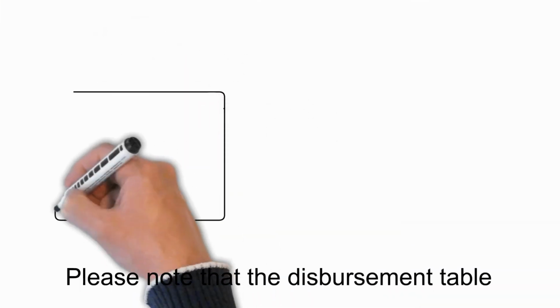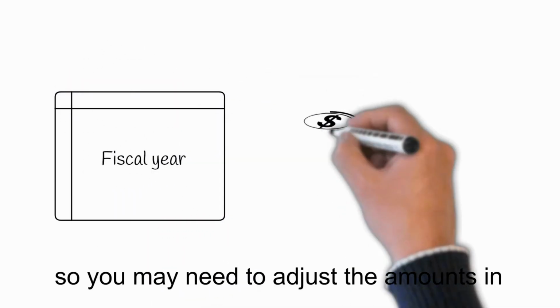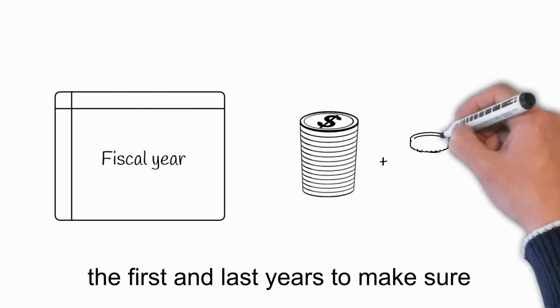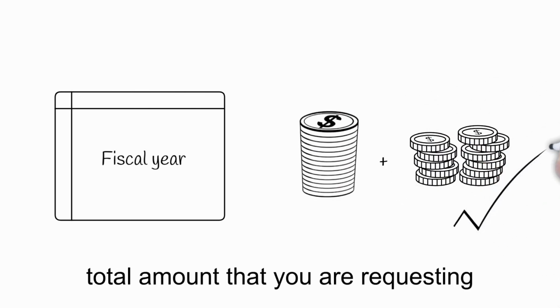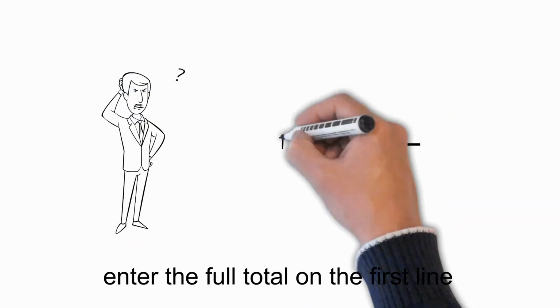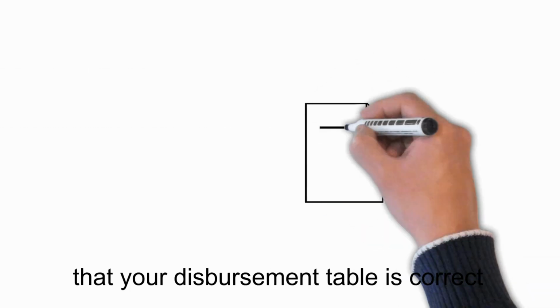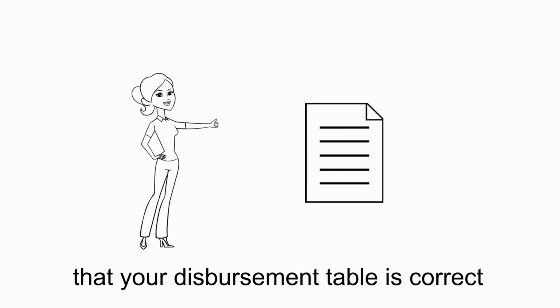Please note that the disbursement table uses the tri-agency's fiscal year, so you may need to adjust the amounts in the first and last years to make sure that they add up to the total amount that you are requesting. If you are not sure how much to enter for each year, enter the full total on the first line. When you submit, we'll make sure that your disbursement table is correct.